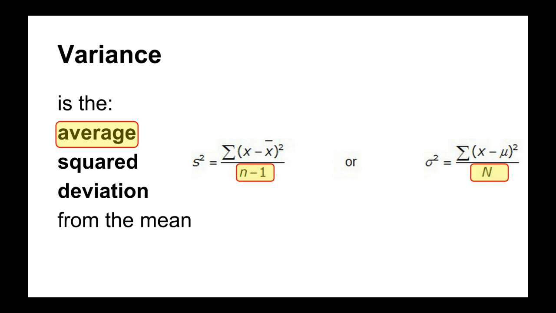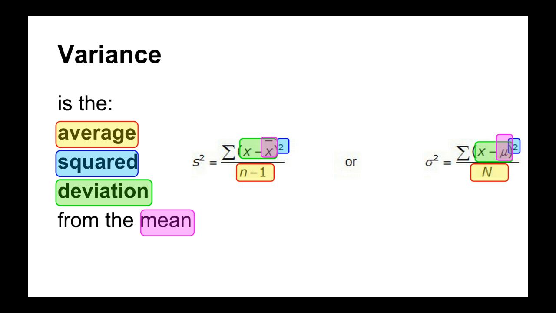Now let's take a look at the terms. Average. So at the bottom, in the denominator of each of these formulas, we have the total number of objects. N minus 1 for the sample and capital N for the population. So remember, dividing the total sum of everything by the number of objects gives us an average. Next, we have the square. So remember, the square gets rid of our negative differences. Then we have the deviation, which is the deviation from the mean.